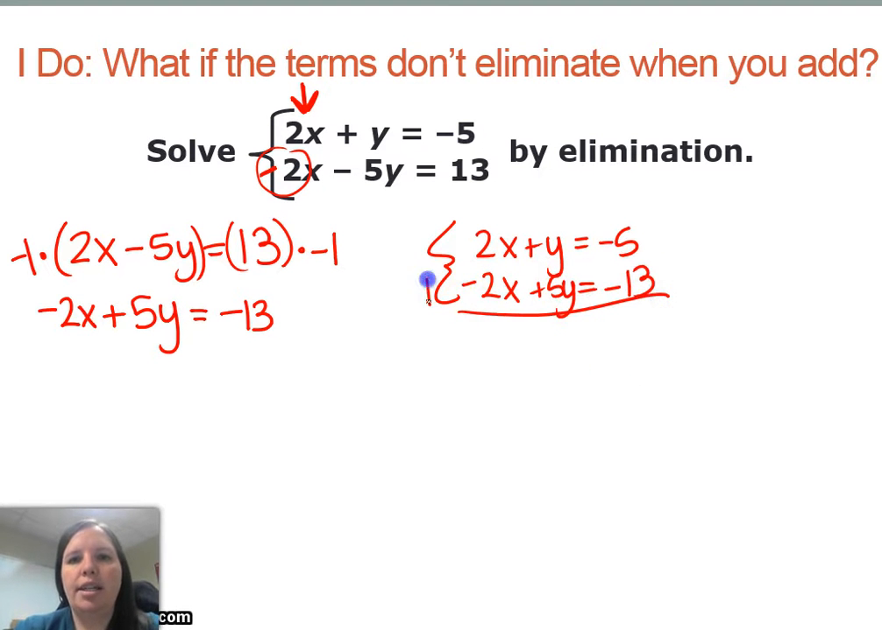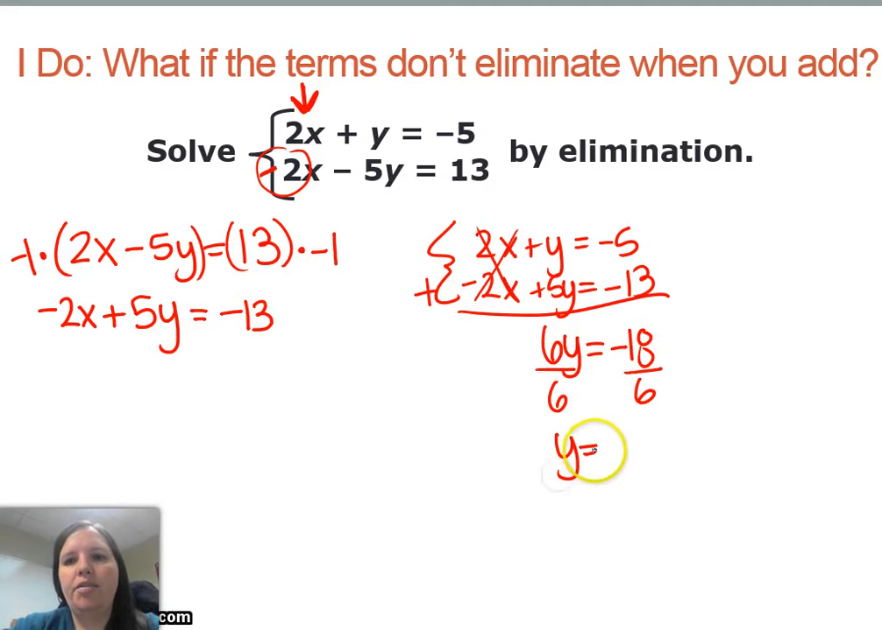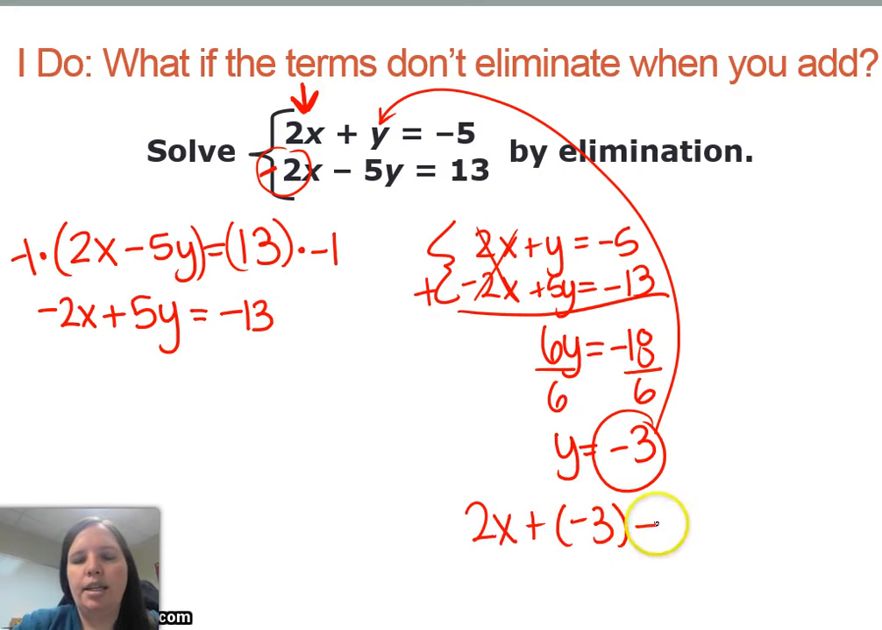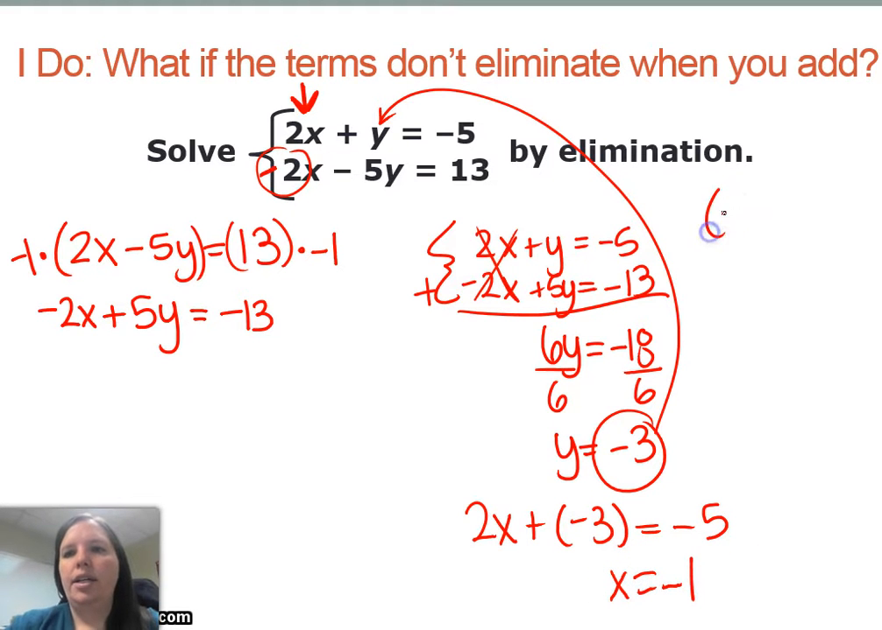Now when I add the two equations together, my x's cancel, and I'm left with 6y equals negative 18, and one of my variables is eliminated, leaving me the ability to solve for y. So my x is canceled, and I was able to solve for y. To solve for x, I would plug that back in. So 2x plus negative 3 equals negative 5, and I could solve from there, and I would get that x is equal to negative 1.